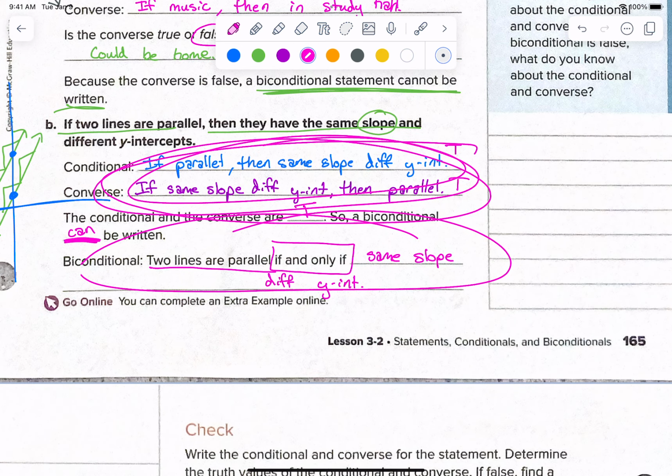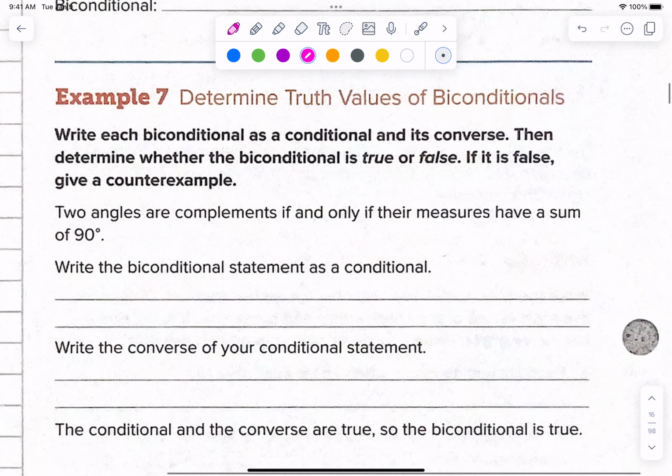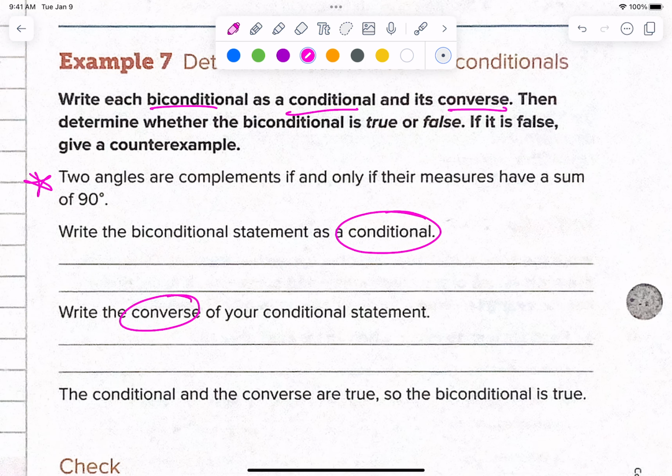Okay, one more example. You ready? Okay, they say this is the biconditional right here. Two angles are complements if and only if their measures have a sum of 90. So they want us to write the conditional and the converse. Now they want us to separate it apart and see if it's true or false. Okay? So, write the biconditional statement as a conditional and the converse. So if what?